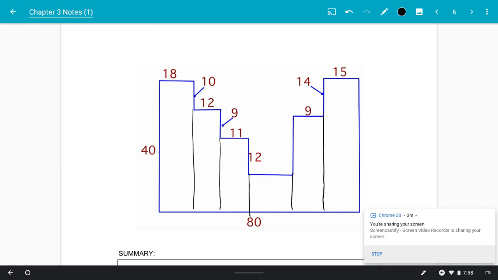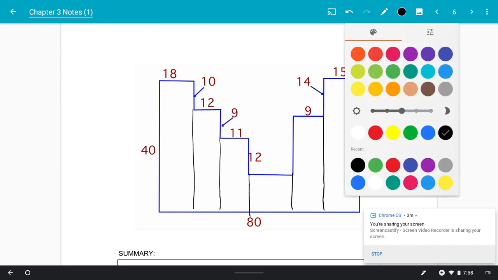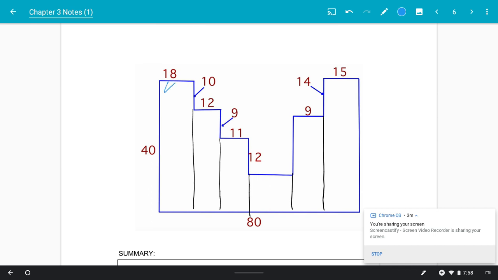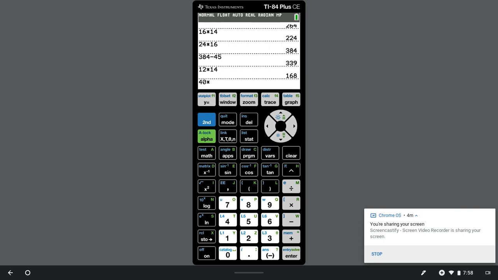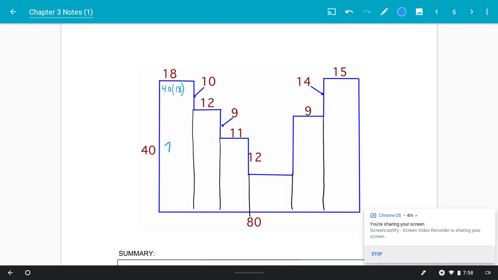And this first one's kind of nice. It's a little bit easy. So the area of this is the height, which is 40, times the base, which is 18. So 40 times 18 is 720. So the area of this first image is 720. I'm going to put that in a box so we remember that's a total.